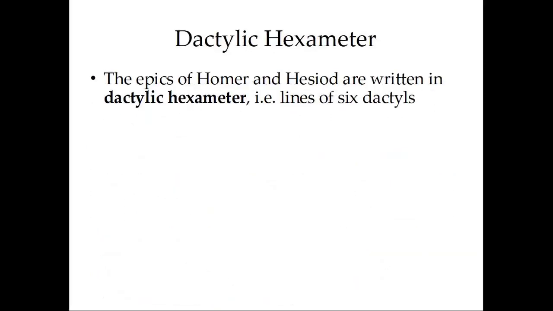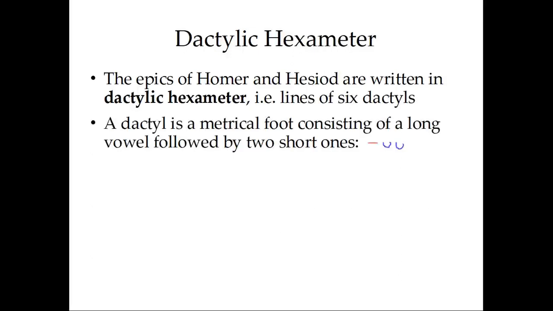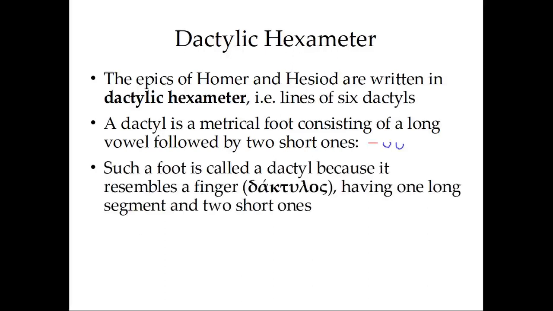The epics of Homer and Hesiod are written in dactylic hexameter, that is, lines of 6 dactyls. A dactyl is a metrical foot consisting of a long vowel followed by 2 short ones. Long, short, short, as we see from the notation there. Such a foot is called a dactyl because it resembles a finger, in Greek daktylos, having 1 long segment and 2 short ones.